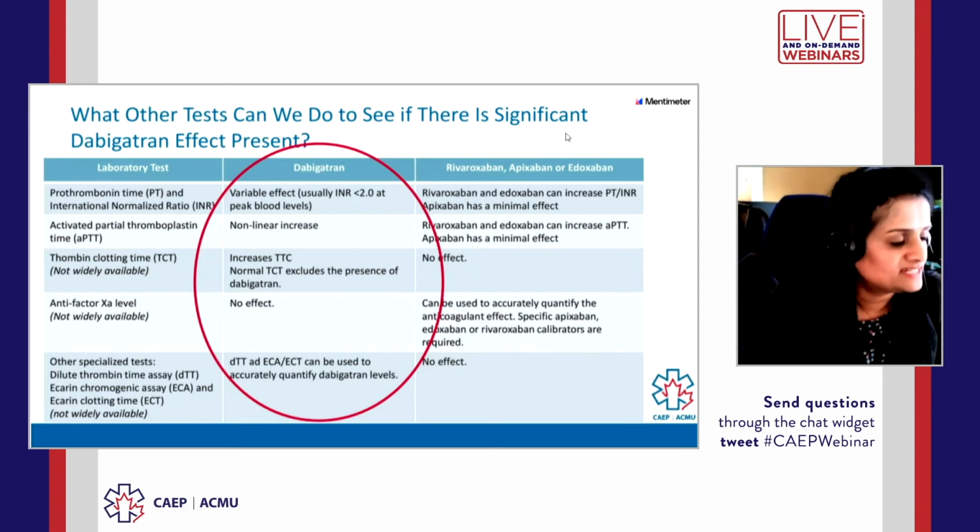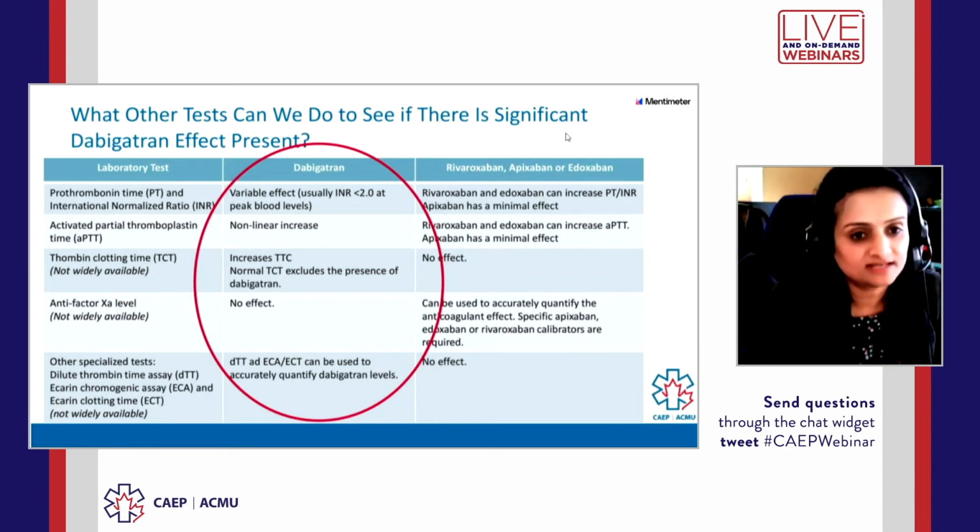The APTT, the activated partial thromboplastin time, certainly could be increased. The APTT has low sensitivity for factor 10A inhibitors but is definitely more sensitive for dabigatran. A normal APTT cannot completely rule out dabigatran levels, but if it is significantly elevated, it can help you confirm the persistent presence of dabigatran. That might be helpful if that is what you have at your disposal, at least as an initial measure.